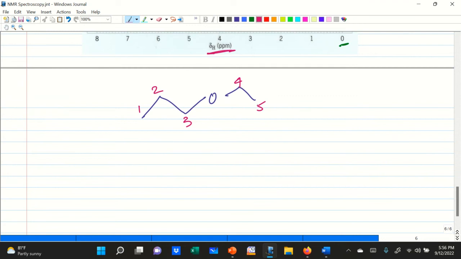5 is a methyl next to a CH2, but the distance from the oxygen is different. 4 is directly attached to oxygen, 2 is 2 carbons away from oxygen. That creates a small variation in their chemical environment, and thus they absorb at a slightly different magnetic field strength, or slightly different chemical shift values.